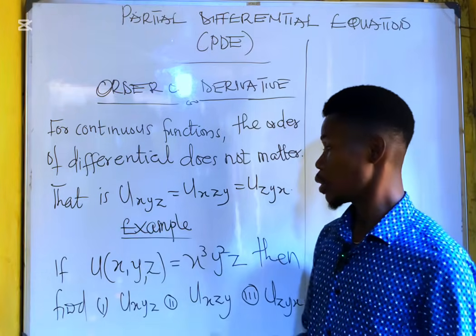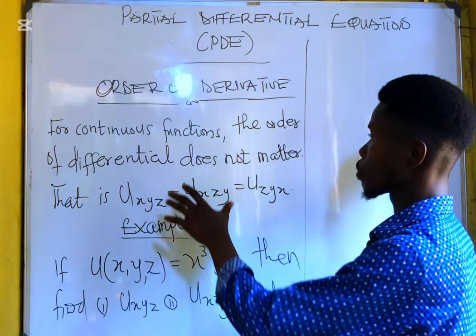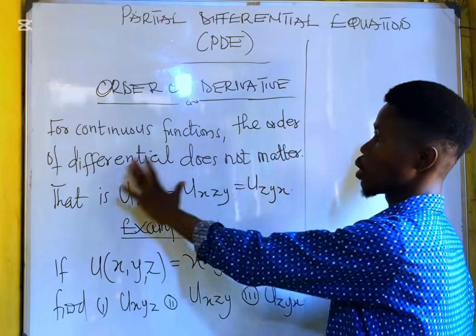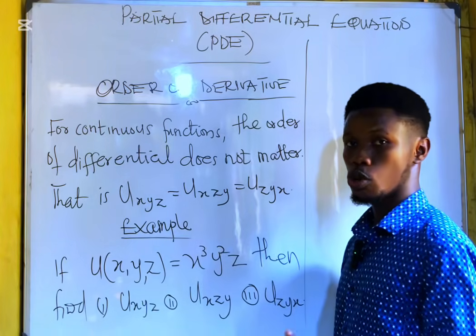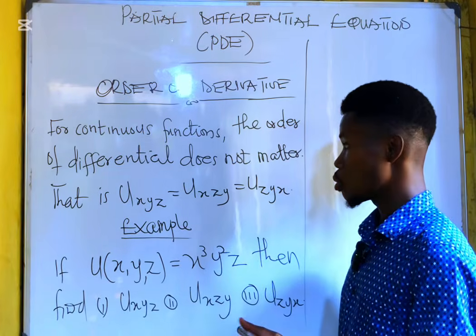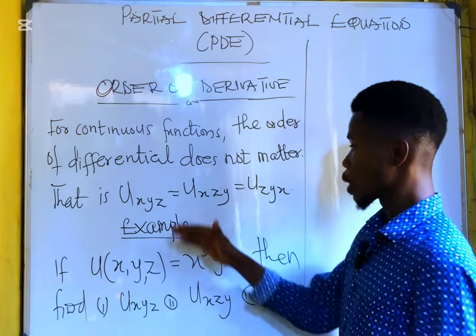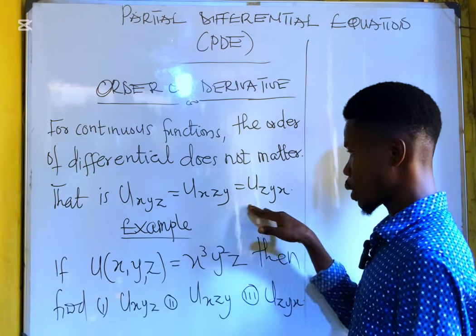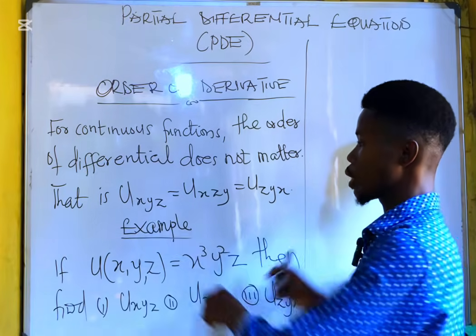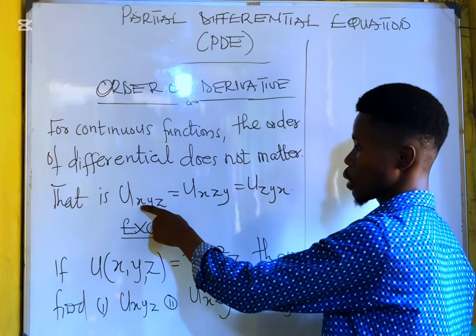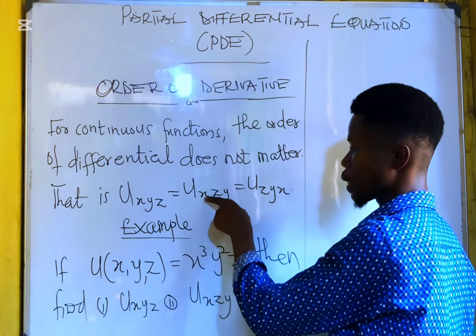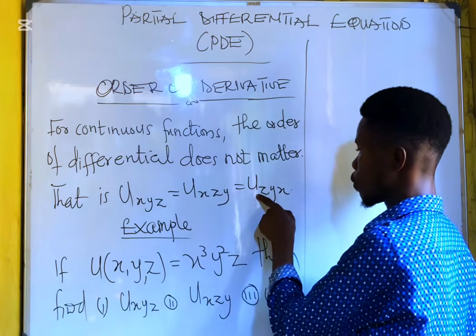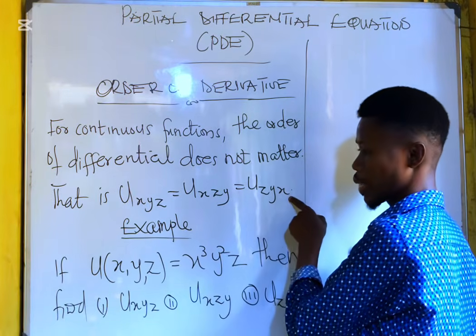How these things arrange, the derivative is arranged. For a continuous function, the order of differentiation does not matter. Okay, so you know, for a continuous function, when there's no loop or breakages anywhere, it's always like this. It does not matter. So let's say I have u subscript xyz, it is the same as differentiating partially as xzy, the same as differentiating it partially as zyx.